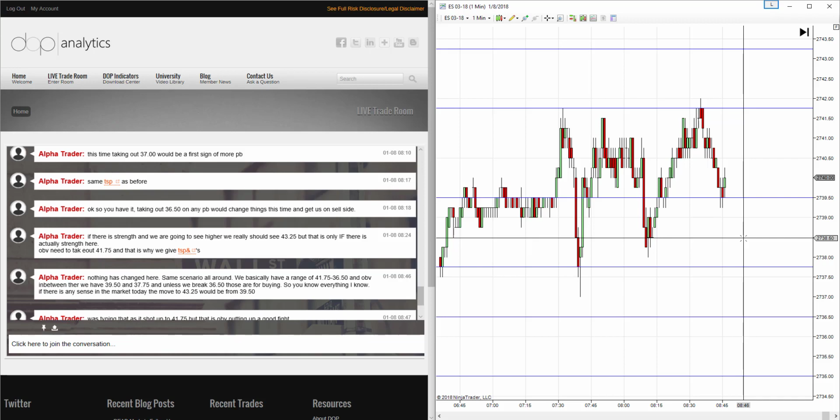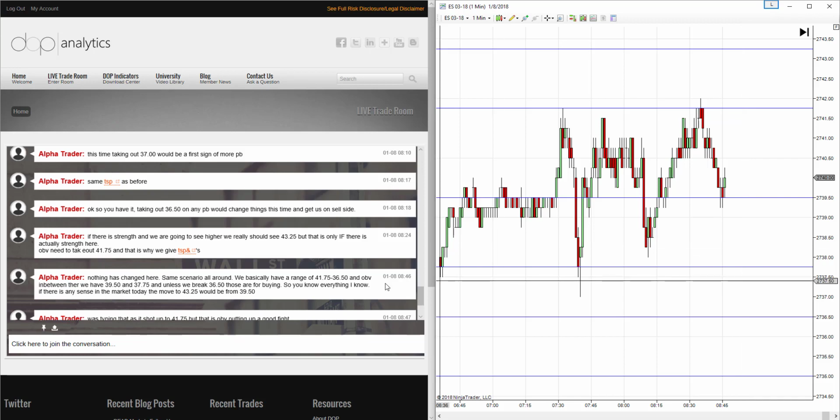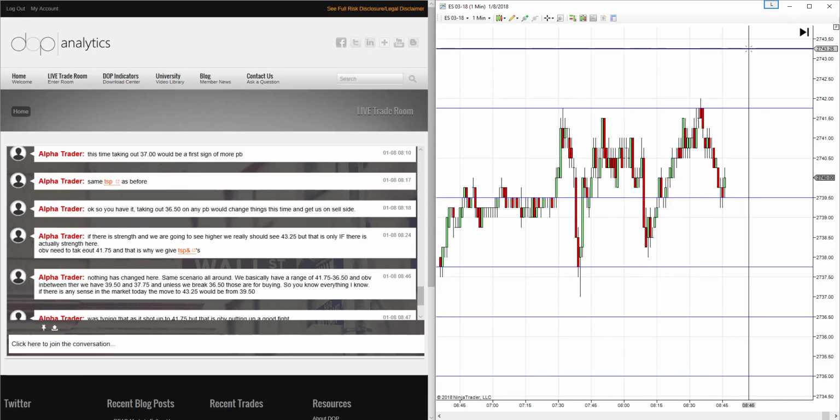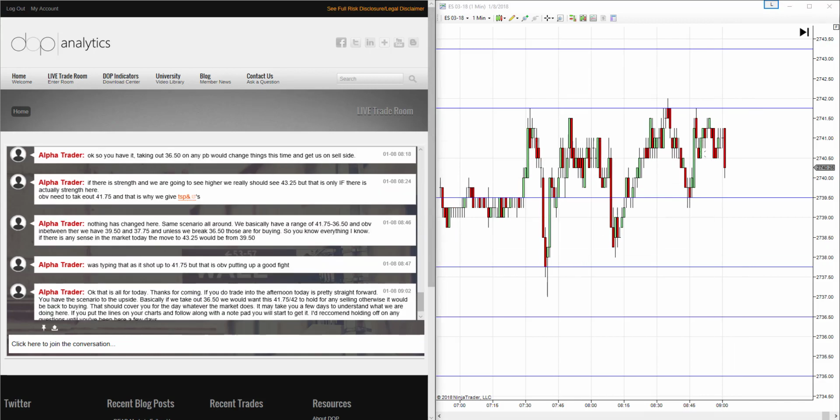They're still the same. And then the last comment on the 46 post was, if there's any sense in the market today, the move to 43.25 up here would be from 39.5. So in other words, if it's going to get here, it's going to get here from this level. As this shot up to 41.75, that obviously put up a good fight.